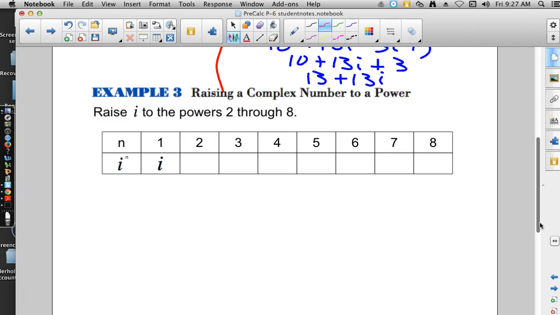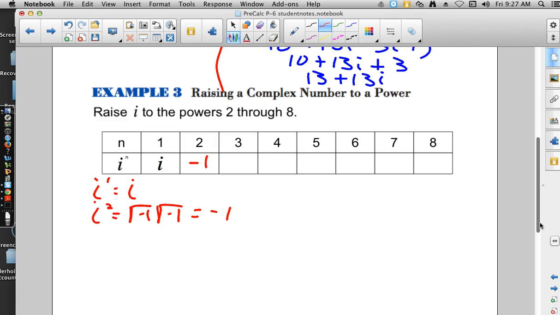Okay, so I start thinking, well, i to the first, that's just going to be i. There's nothing I can do with that, but i squared, well, that's really the square root of negative 1 times the square root of negative 1, which, if you do the square root of negative 1 squared, you're going to get right back to negative 1.